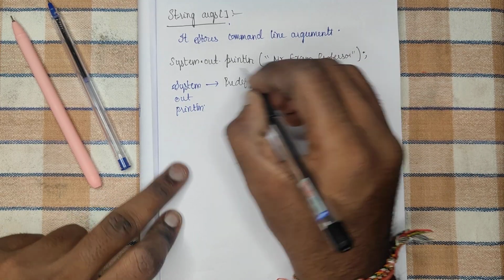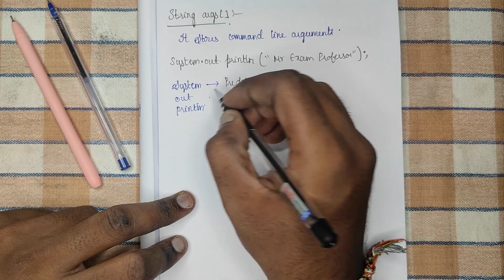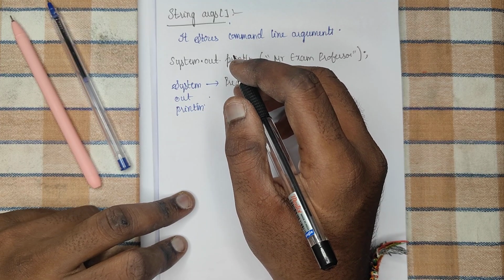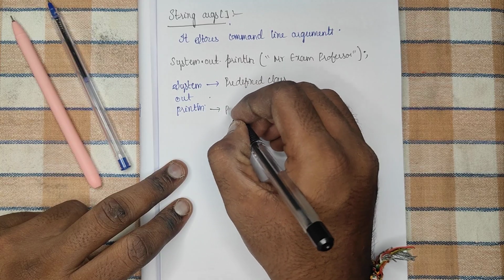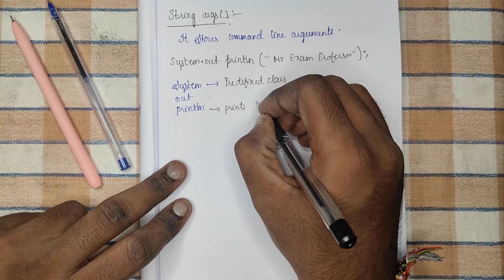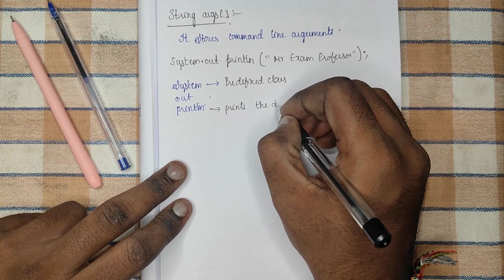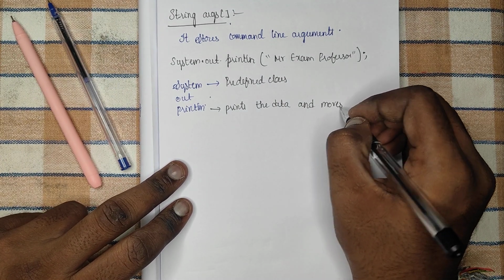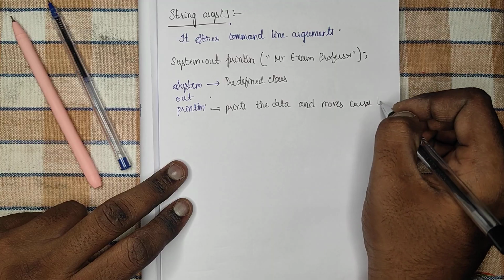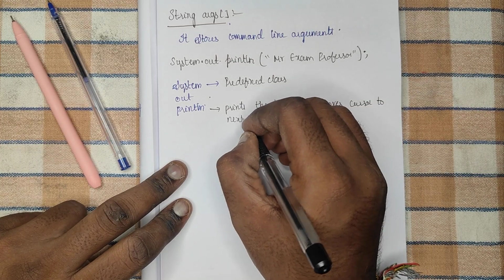System is a predefined class. Println prints the data and moves the cursor to the next line. It prints the data and moves the cursor to the next line. Okay.